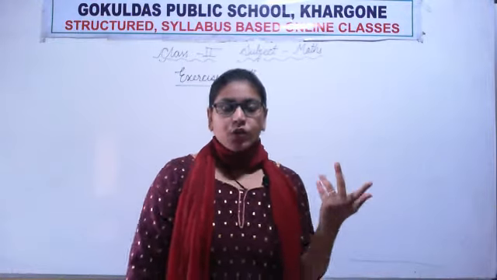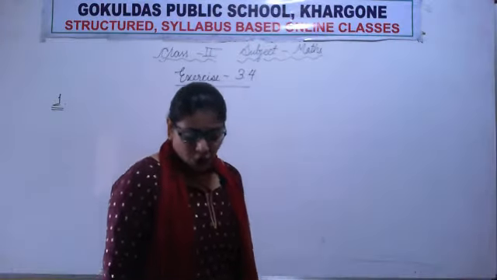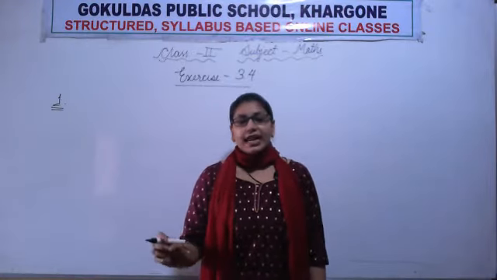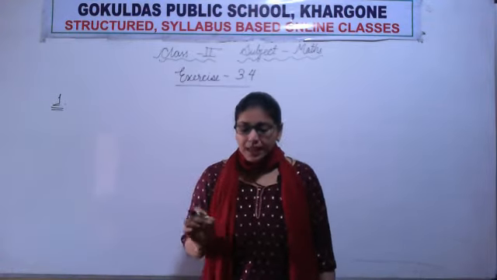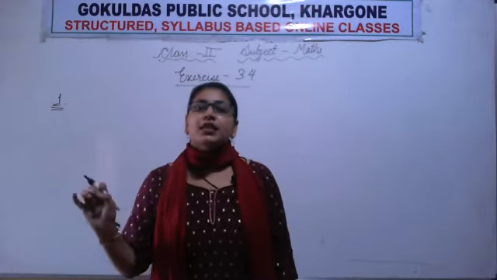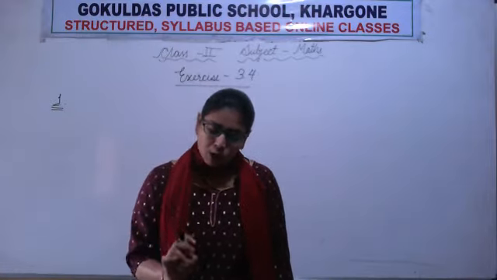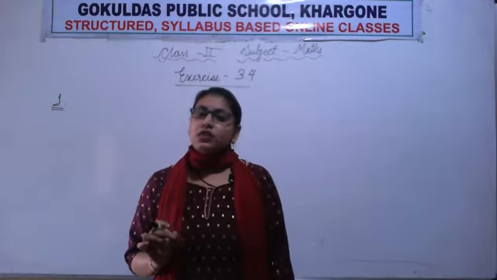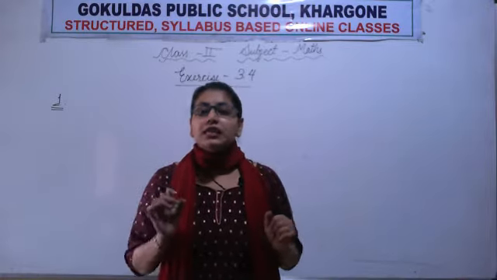So let's do question number 1. A shopkeeper bought 76 tins of cheese. He sold 49 tins. How many tins of cheese were left? See, there is a shop, and in that shop 76 tins, or you can understand them as boxes, were there. Out of 76, 49 are sold. Now the question is asking us to find the number of tins left.